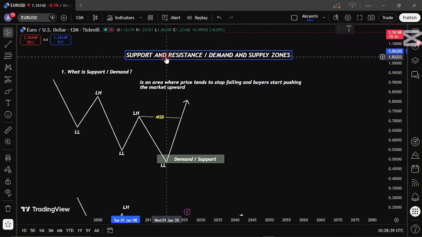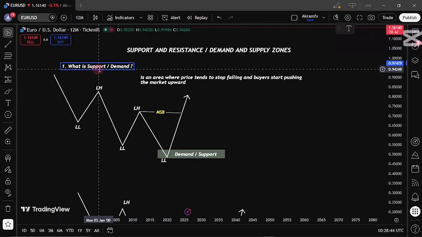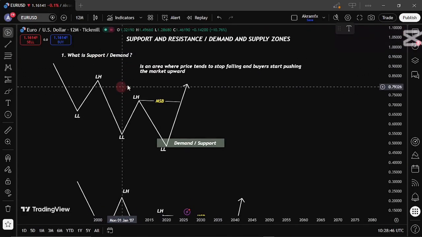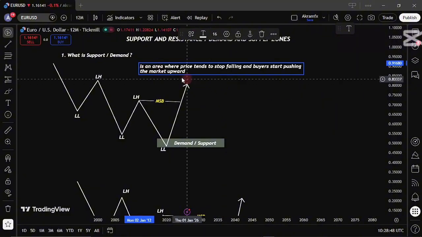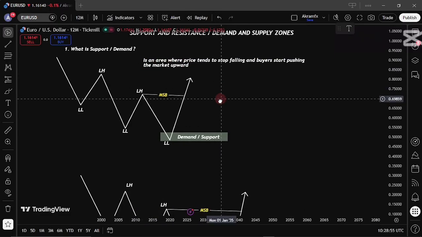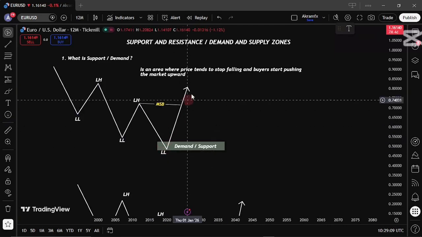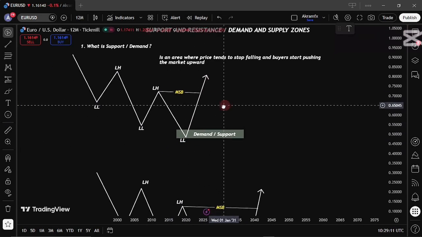Today, support and resistance, or demand and supply. We shall start with the support, or what we call demand. Basically, this is an area where price tends to stop falling and buyers start pushing the market upwards. In other words, a demand is a zone where a downtrend is rejected from falling downwards, and then prices are pushed upwards into an uptrend.